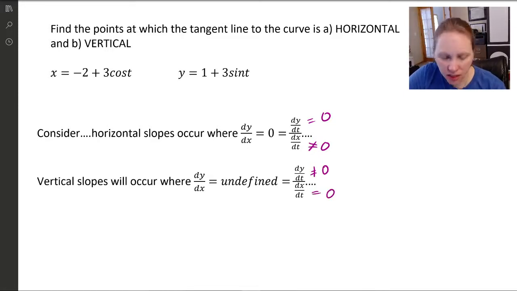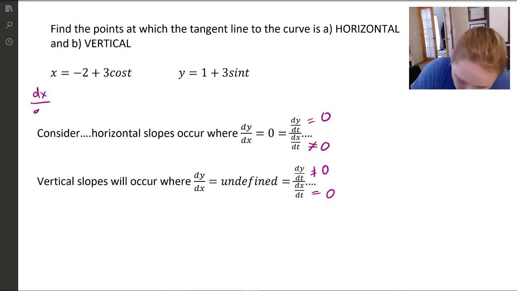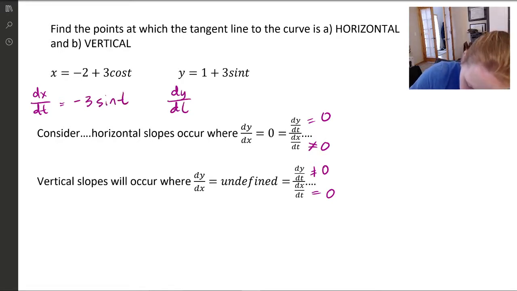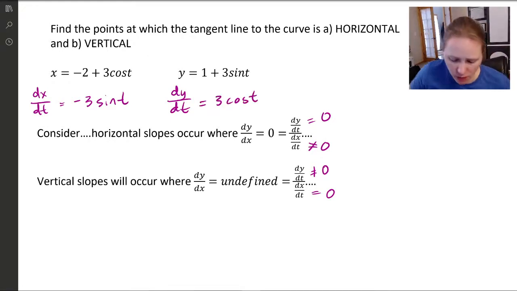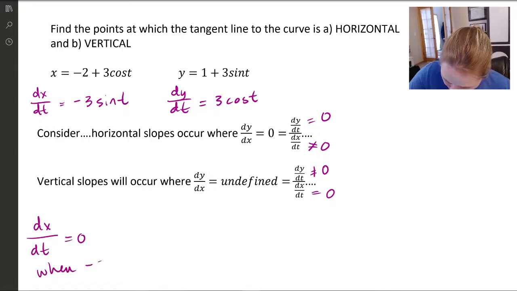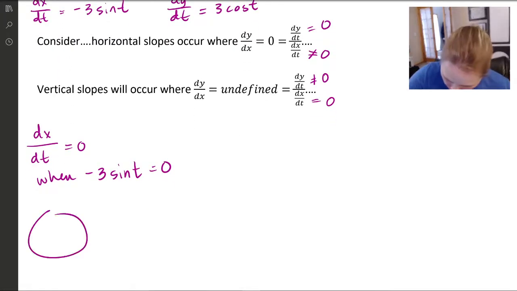So if we wanted to find in this situation points at which the tangent line to the curve is horizontal or vertical, we would simply need to find dx dt and dy dt. So dx dt here would be negative 3 sine t. dy dt would be 3 cosine t. And we're going to be looking for where each of these are 0. So let's start with dx dt. dx dt equals 0 when negative 3 sine t equals 0. Well, where is the sine 0? Oh, on my unit circle, it's 0 at 0 and pi.